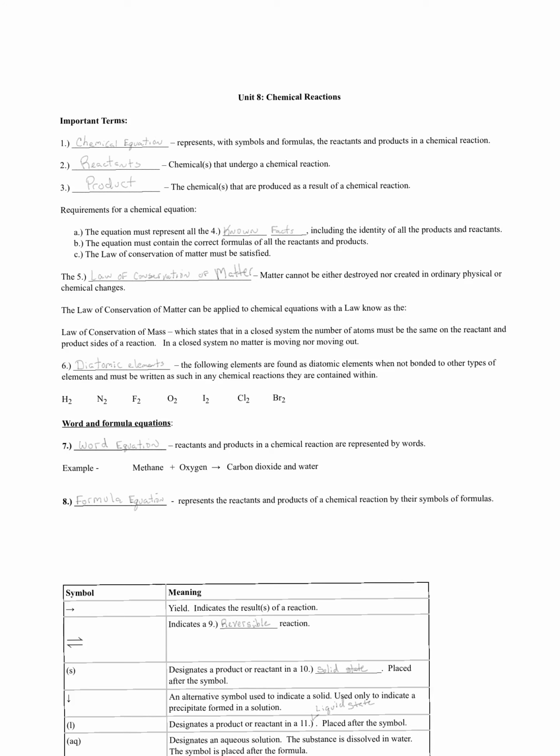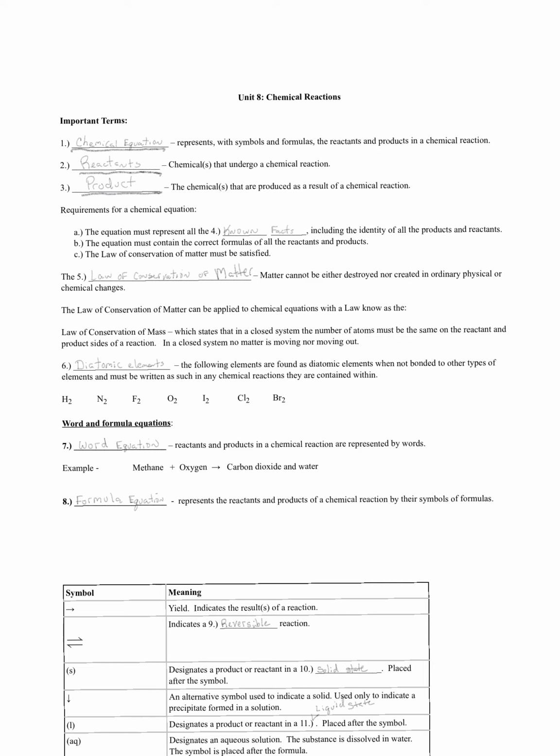Unit 8, Chemical Reactions. So we're going to begin talking in this unit about some important terms. The first one is chemical equation. A chemical equation represents, with symbols and formulas, the reactants and the products in the chemical reaction. And what are reactants? Reactants are chemicals that undergo a chemical change. And then products. What are products? Products are the chemicals that are produced as a result of a chemical reaction.